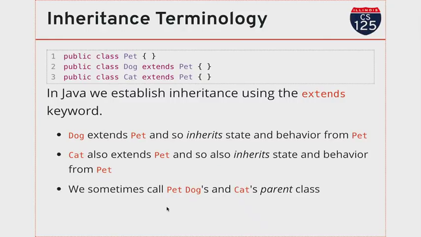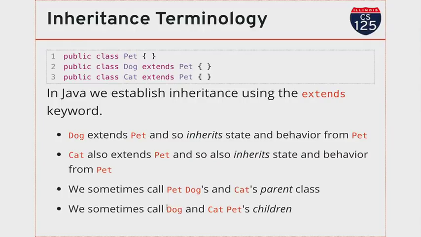When we talk about classes in Java, we sometimes use terminology that's sort of related to a family tree. The only difference, of course, is that in Java, every class only has one parent as opposed to two. But we sometimes refer to a class's immediate ancestor, the class that it extends, as its parent. We sometimes refer to classes that extend a particular class as children. So in this case, both dog and cat extend pet. They are pet's children. For both dog and cat, pet is their parent class.